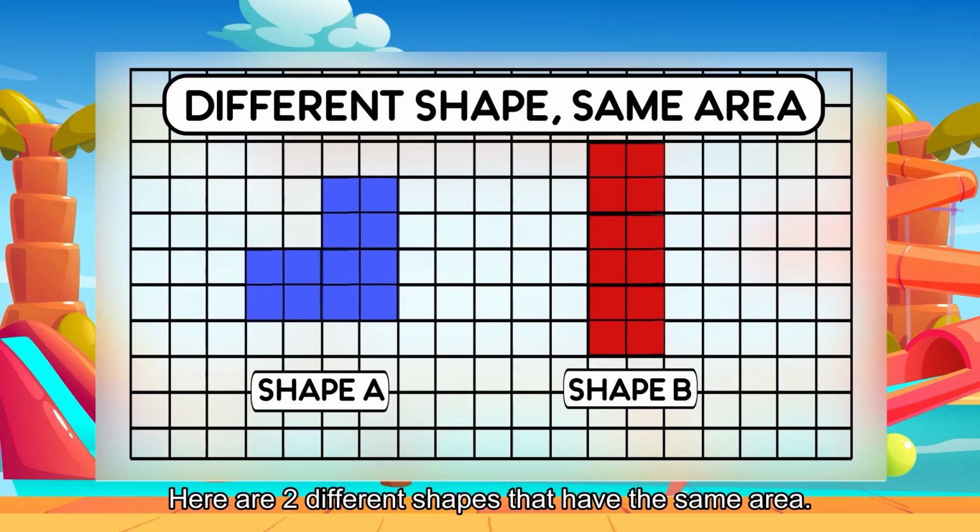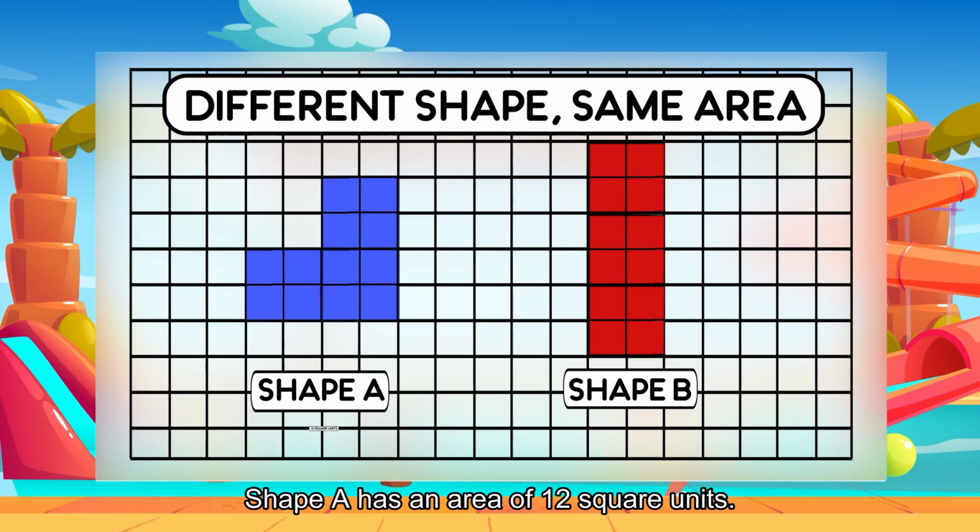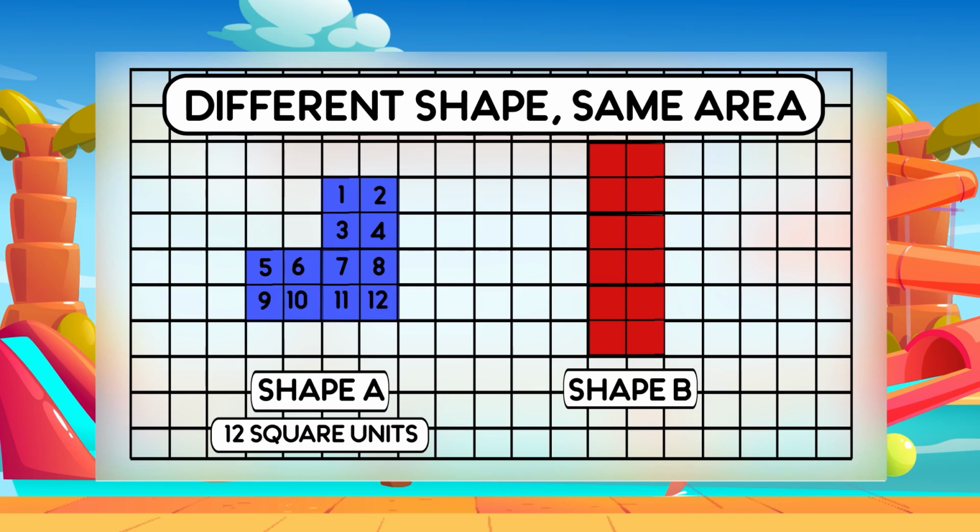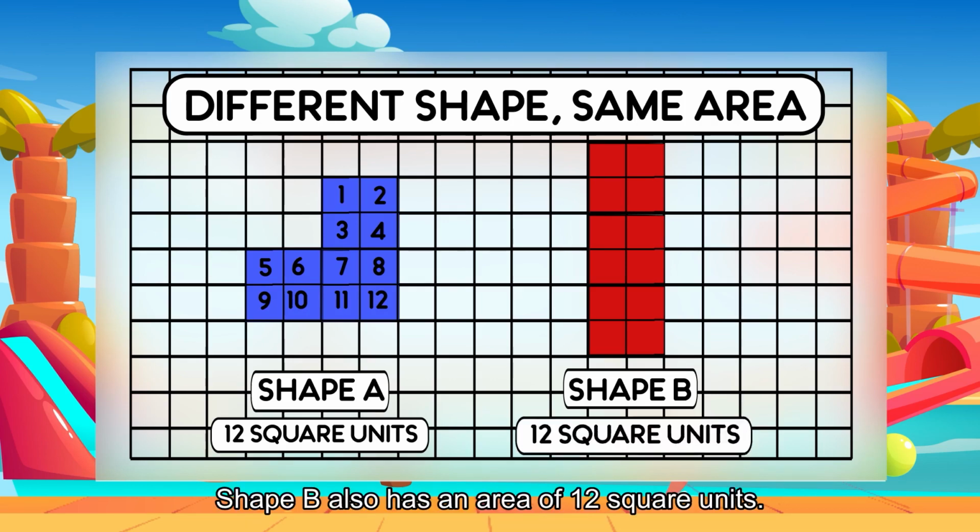Here are 2 different shapes that have the same area. Shape A has an area of 12 square units. Shape B also has an area of 12 square units.